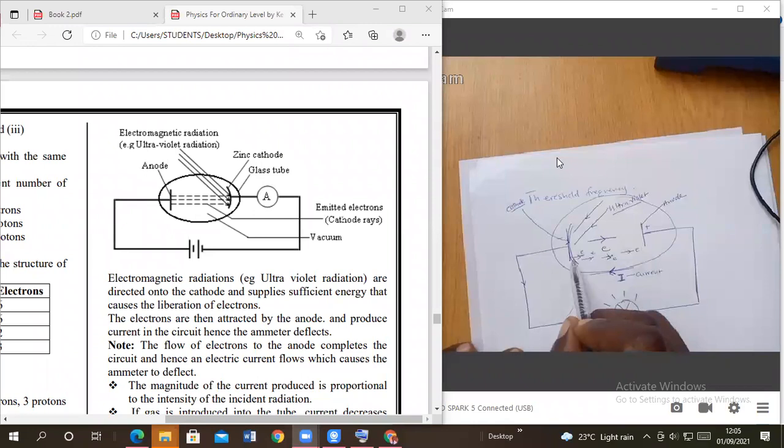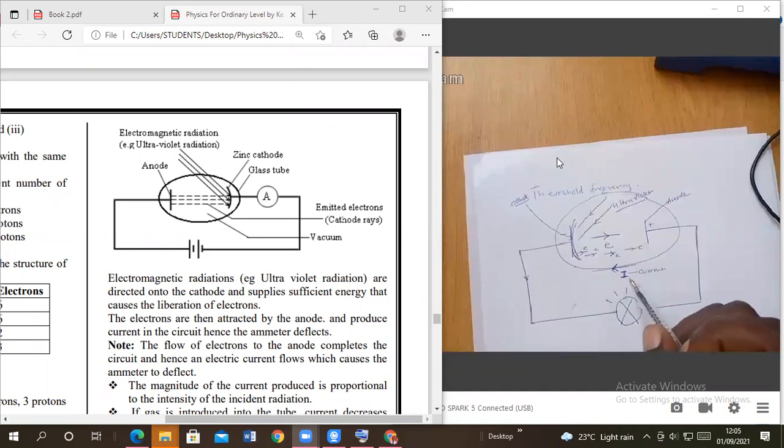Once electrons move from the cathode towards the anode, current is generated. So members, this is what we call the photoelectric effect. Current is generated just from the radiation from the sun, let us say. That's how photocells work, those photocells that are in solar panels.